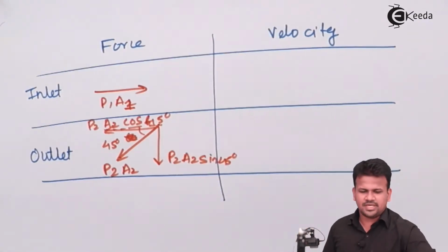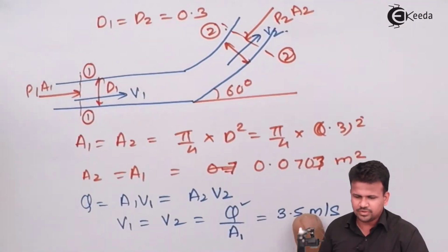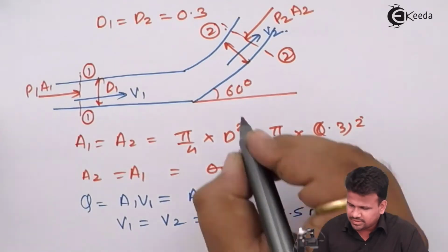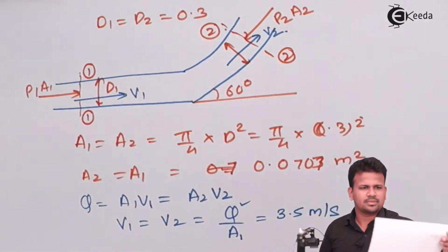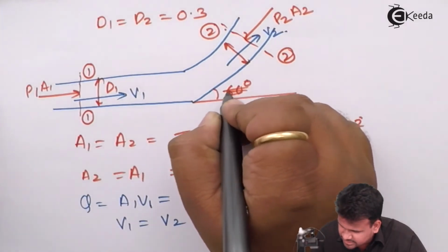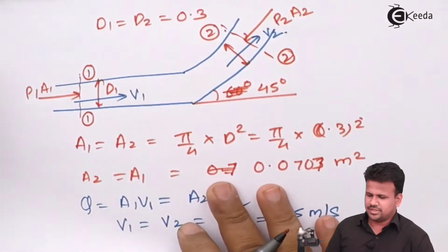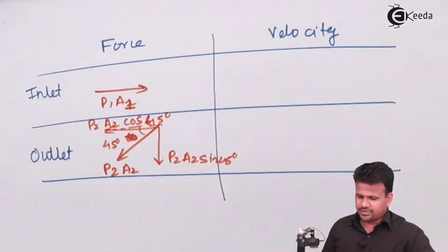In the previous diagram also, we had not considered the angle of inclination. This is actually 45 degrees, not 60 degrees. So now let us continue with the diagram.